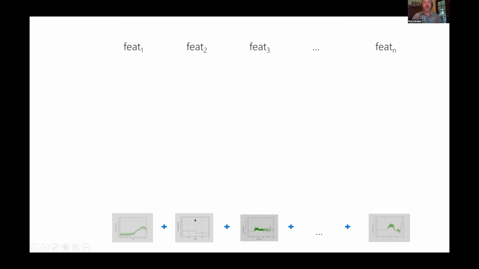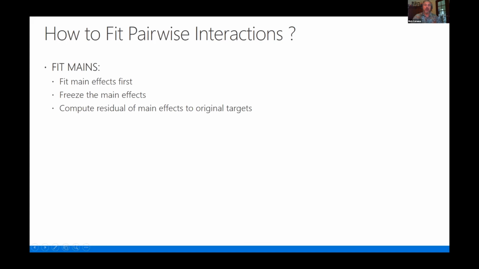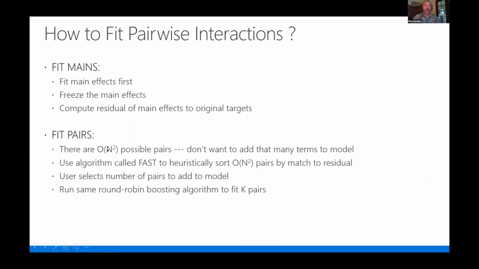So now what would we do with pairwise interaction? We're going to do something very similar. What we're going to do first is fit the mains, then freeze the mains, and then compute the residual effect of the mains with respect to the targets. Then we have an algorithm that will sort through the very large number, order n squared, of possible pairs. We don't want to add that many terms to the model. So it's going to sort through all of them and say, these are the ones that seem to be most important. And then the user will say something like, well, use the top 10 most important ones, or the top 25, or the top 50 most important pairs.